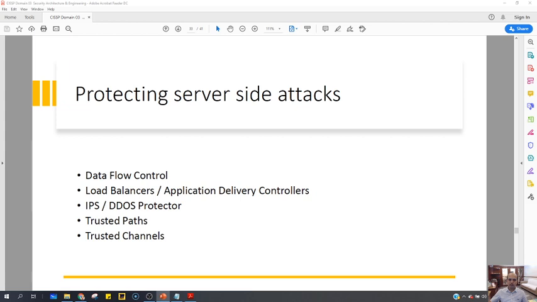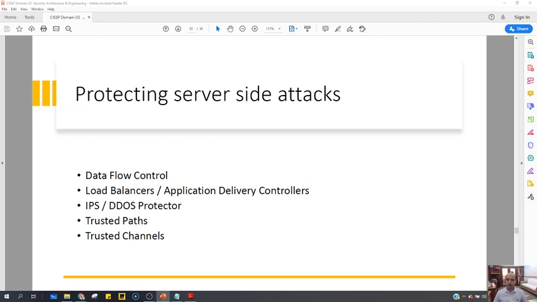Now moving to the server-side attack. When we are talking about the server-side attack, we need to check for the data flow control, we need to check for the load balancer, we need to check for the application delivery control, we need to check for the IPS and DDoS protector, and we can use the trusted paths and trusted channels, right? So what is data flow control?